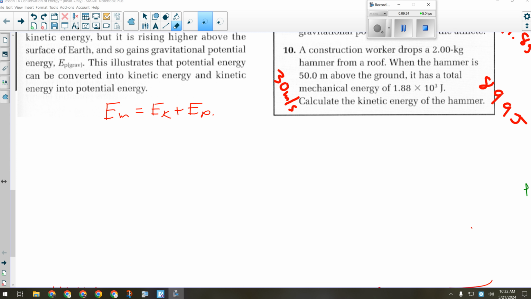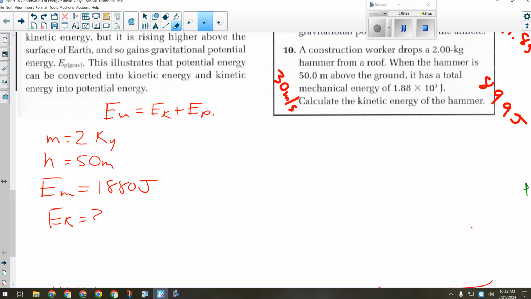Okay, so we have a construction worker who drops a 2 kilogram hammer from the roof. When the hammer is 50 meters above the ground, so they've given us two things already. They've given us the mass, 2 kilograms, and they've given us the height, 50 meters. When the hammer is 50 meters above the ground, it has a total mechanical energy of 1,880 joules. Calculate the kinetic energy of the hammer.